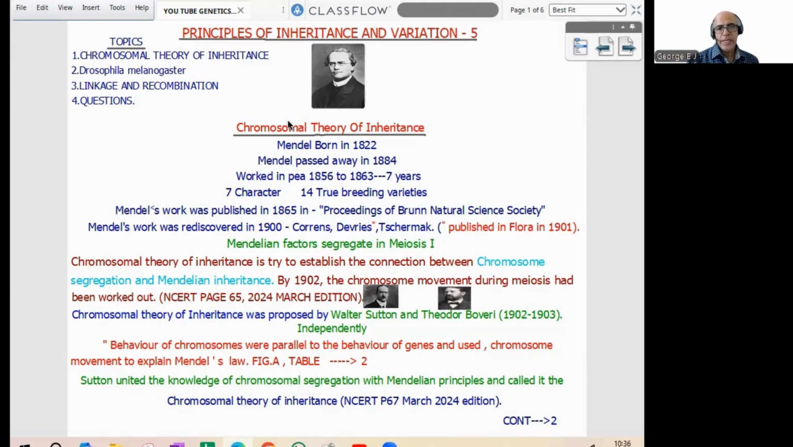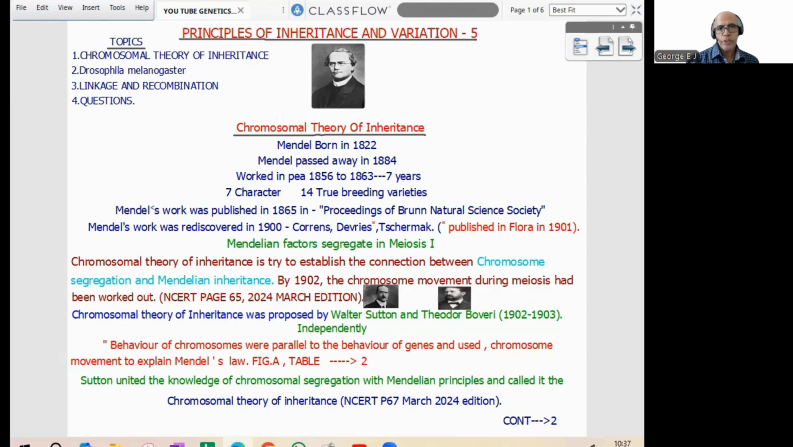Mendel passed away in 1884, and after 16 years, that is 1900, Mendel's work was rediscovered by 3 famous scientists. You'll be remembering all this: Correns, De Vries, and Tschermak. De Vries again published this work in Flora in 1901. And remember, the Mendelian factor segregates in meiosis 1, specifically anaphase 1. It is a genetical question, and also a cell division type question.